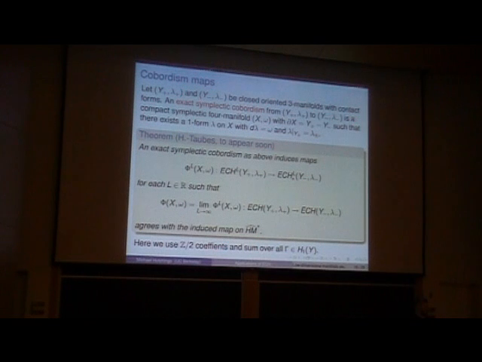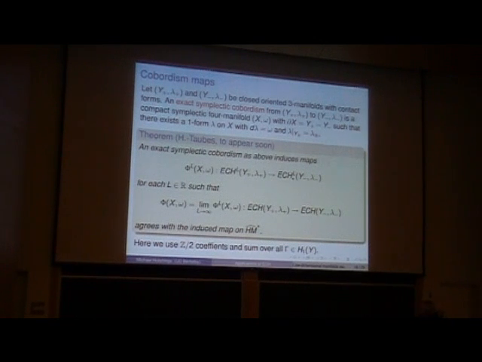Now, when you're looking at contact manifolds, it's interesting to think about what a cobordism should mean. There are different notions of cobordism. The one relevant to this talk is what I call exact symplectic cobordism. That's a compact symplectic four-manifold X, whose boundary is Y plus minus Y minus. I call it a cobordism from Y plus to Y minus.